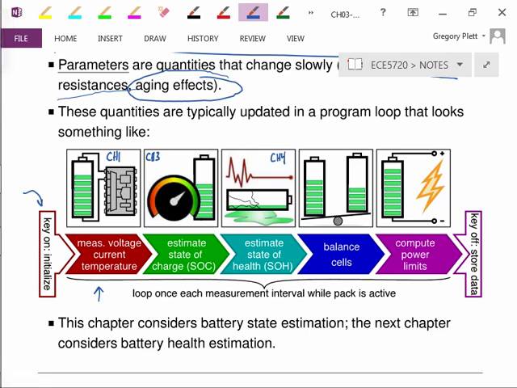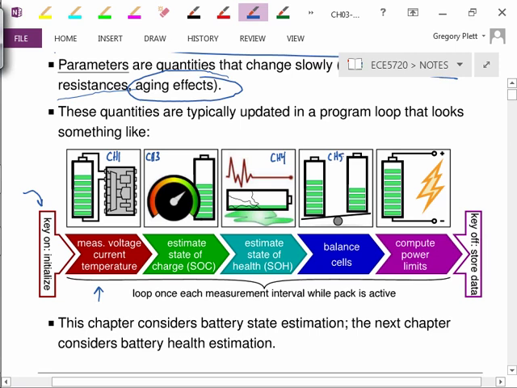Battery cells can become out of balance. Different cells may over time develop different states of charge from each other, and that will limit the ability of the battery pack to perform its function. And we need circuitry and methods to bring the battery cells back into balance. And this is the topic of Chapter 5.